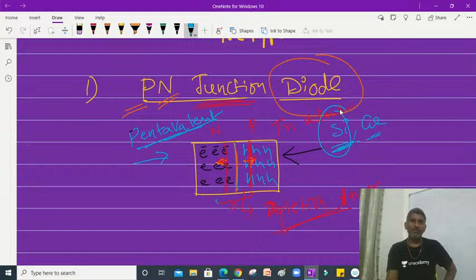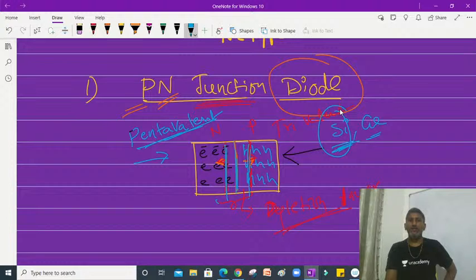So to cross this junction, this is the junction, this is the total barrier. Now, whenever this barrier width is less, charge carriers can easily cross on either side. When we say barrier width is more, it offers more resistance. So that point also you have to keep in mind.